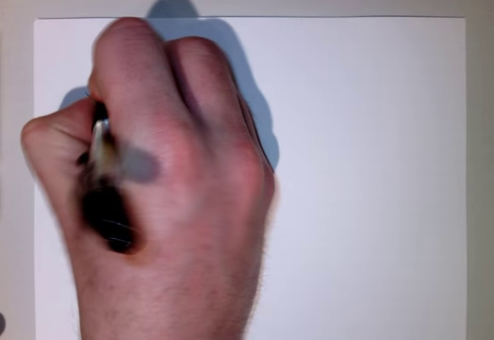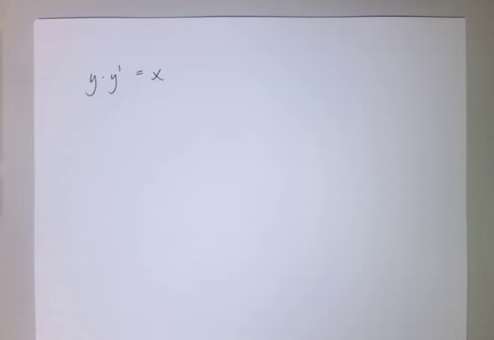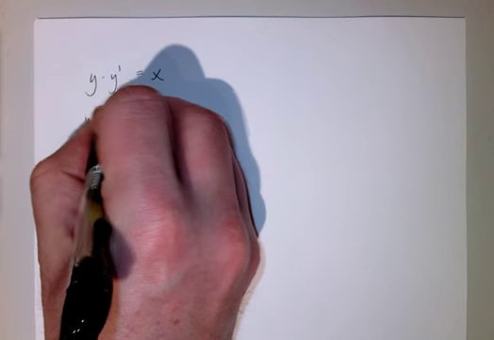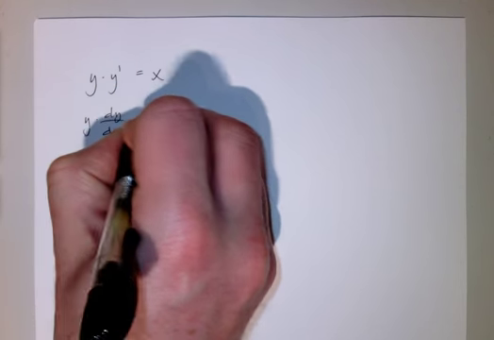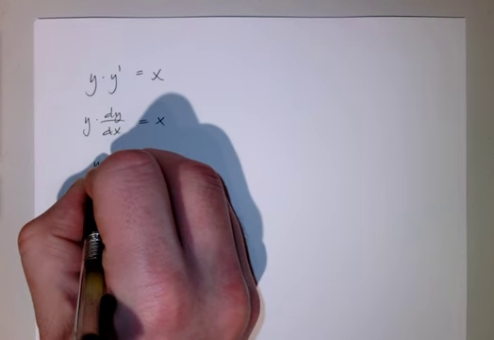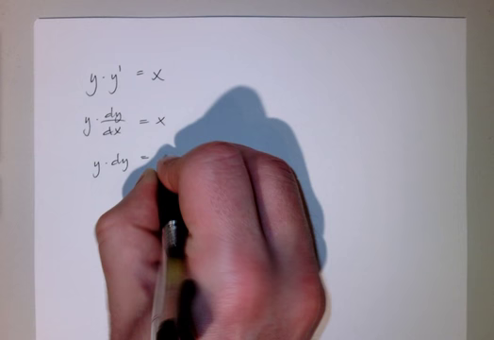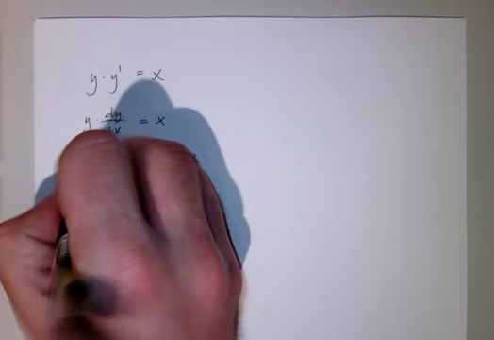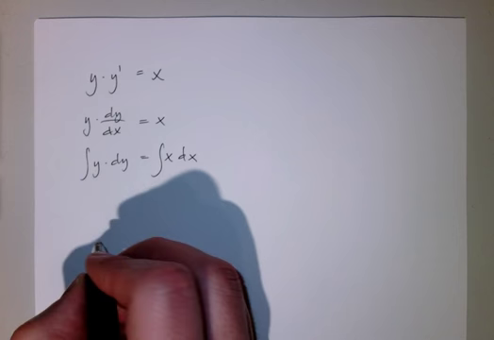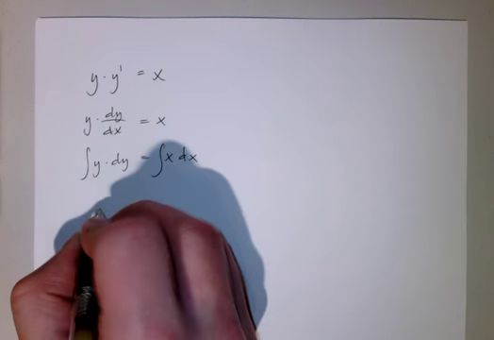A little error right there messed up the fact that I don't have room to do another column on that one, but let's do y times y prime is equal to x. Okay, well, y times dy dx is equal to x, so that winds up being y times dy is equal to x dx. I can integrate both sides on that one. That one seems rather easy.